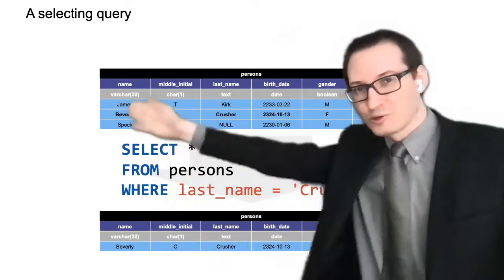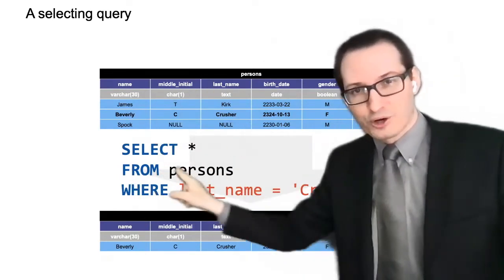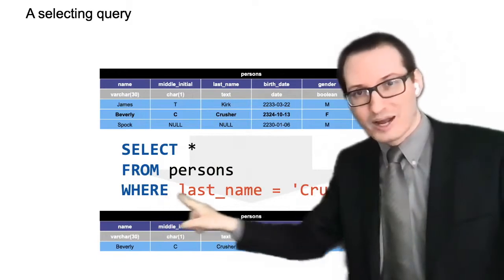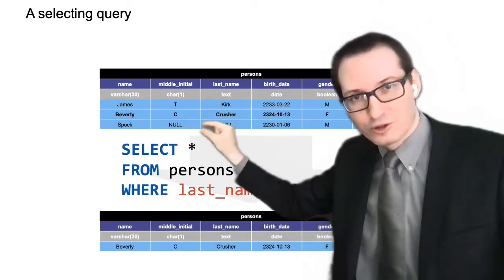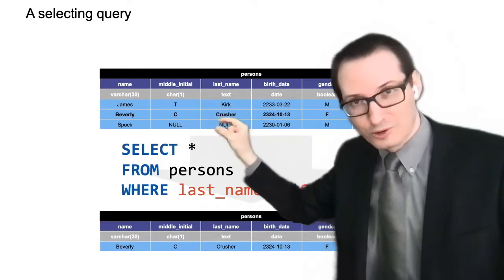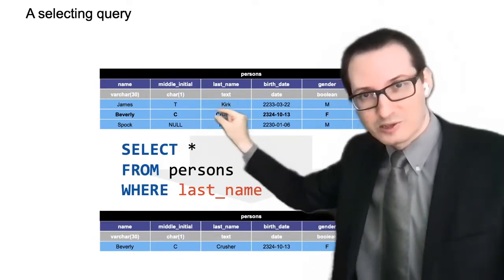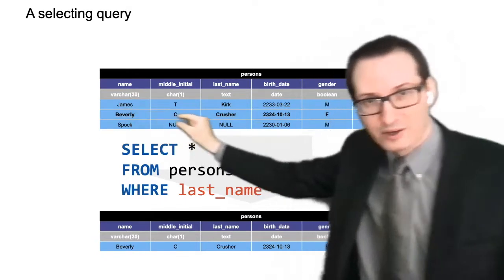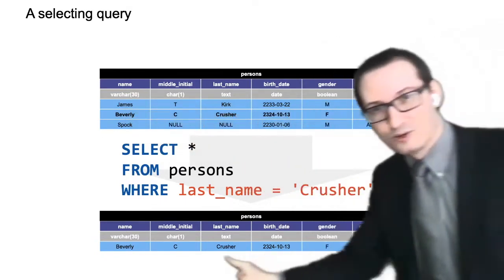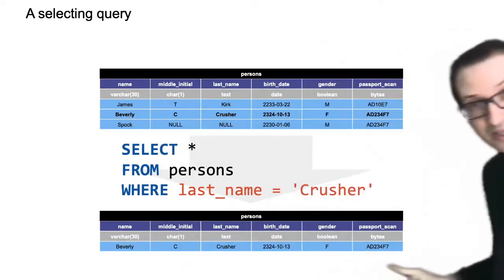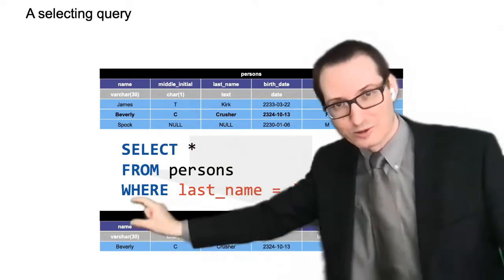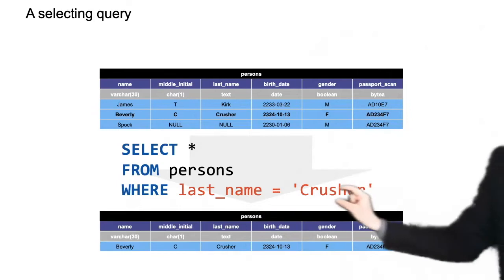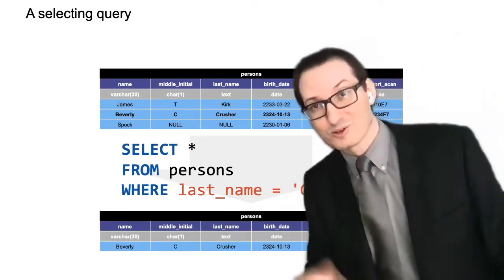So first you say select star because you want all the attributes. From persons, that's the name of the table. And then where the last name, which is right there, is Crusher. And that will pick the tuples, the rows, the records, whatever you call them, where this is Crusher. So it's going to select the second row right there. And you see that is the result. This is the resulting table that comes out of this query, where we have filtered the records and only kept the one with last name Crusher. All right, so that's the start.